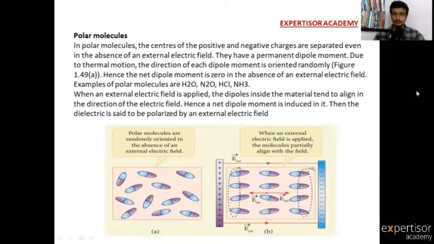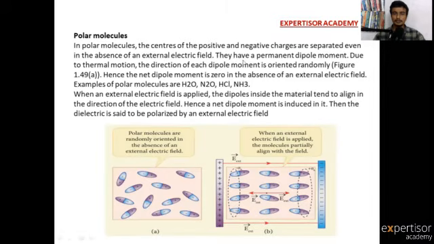Next, polar molecules. In polar molecules, the centers of the positive and negative charges are separated even in the absence of an external electric field, that is, without application of the external electric field. See here, polar molecules are randomly oriented in the absence of an external electric field. So the polar molecules are separated, that means plus and minus have a distance between them.